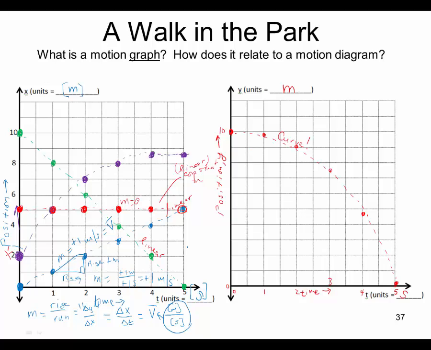Let's do the same for the girl. So for the girl, let's take these 2 points over here. And so here our rise is actually a drop, so it's a negative 2 meter drop. And our run, once again, is positive 1 second. So let me just show my work again, and this is the work you need to show. Slope equals rise over run equals, and my rise is right here, negative 2 meters, all over positive 1 second, and we get negative 2 meters per second.